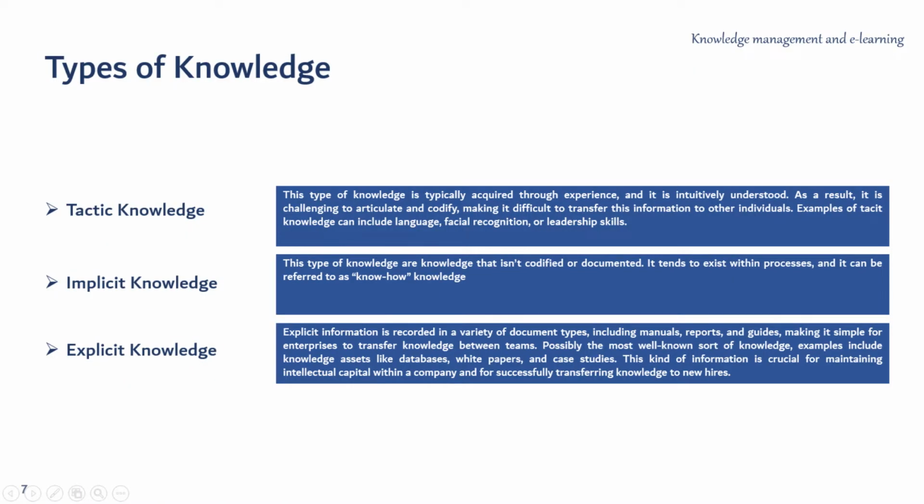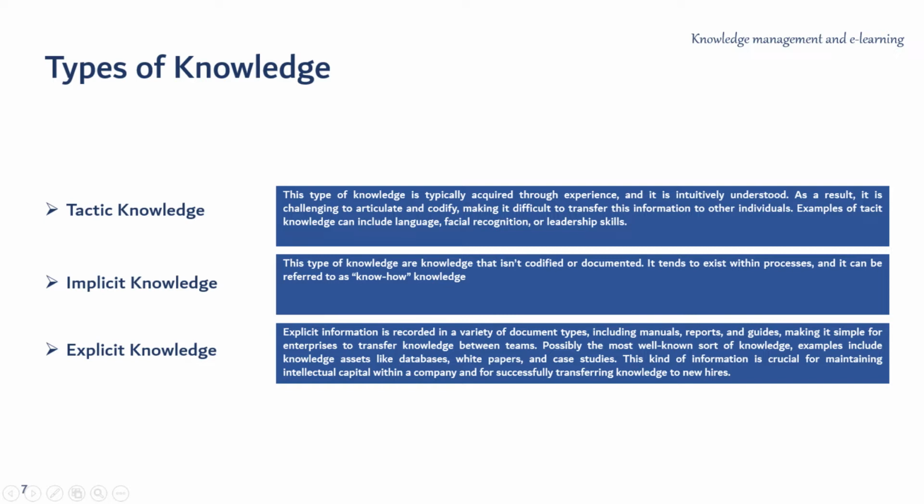Types of knowledge. We have three types of knowledge. We have tacit knowledge, implicit knowledge, and explicit knowledge. What is tacit knowledge? Tacit knowledge is a type of knowledge that is typically acquired through experience and is intuitively understood. This is knowledge that cannot be easily retained, and it includes languages, facial recognition, or leadership skills. What is implicit knowledge?